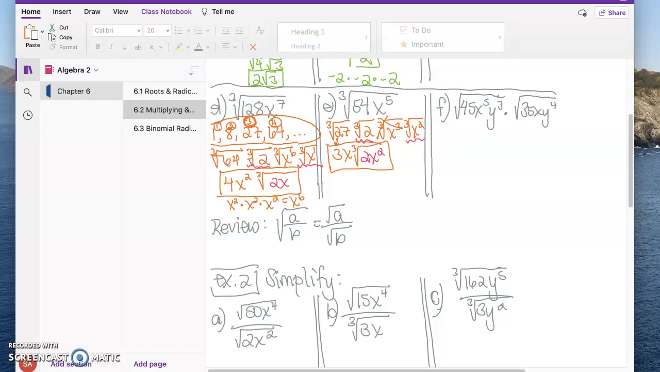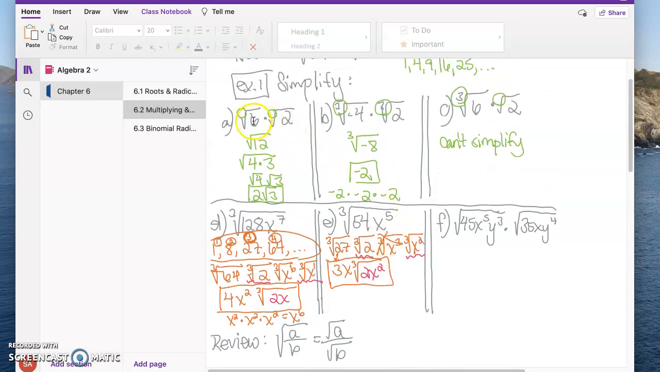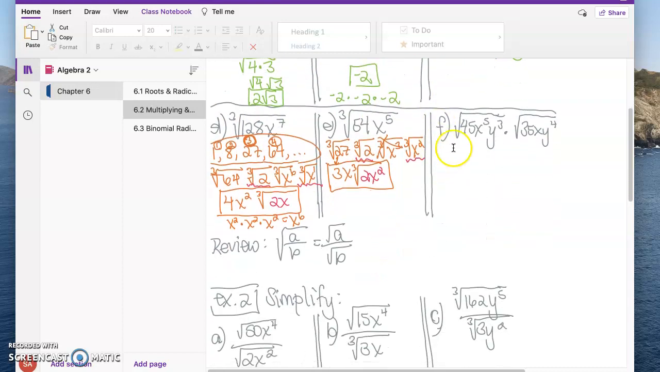All right, let's do another one. Now, this one looks pretty gross. We need to think about what we're doing before. There's different ways to do different problems. If we look up at the top, A, B, and not C, we multiplied these together and broke them apart, and that was a pretty easy way to do these two problems. Multiplying 6 times 2 is 12. Over here, 45 times 35, I don't want to do that. I really don't want to do that. So I'm going to think about simplifying these before I multiply them together.